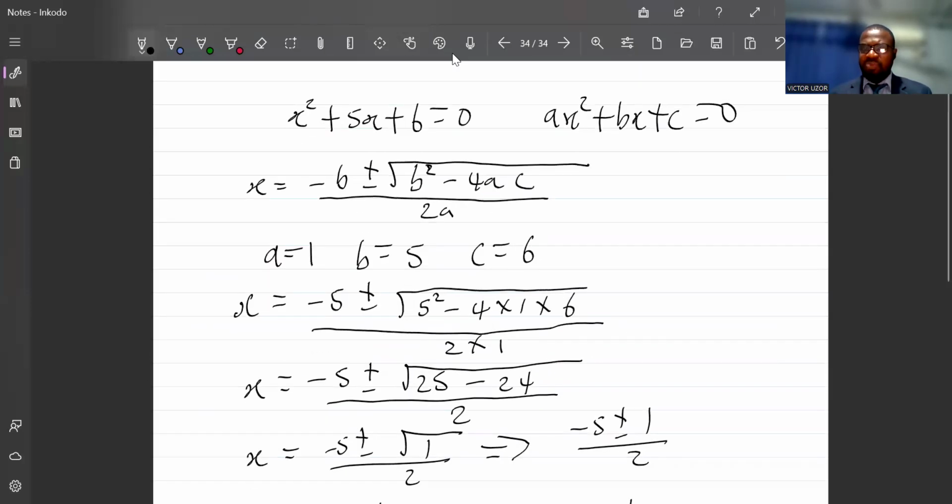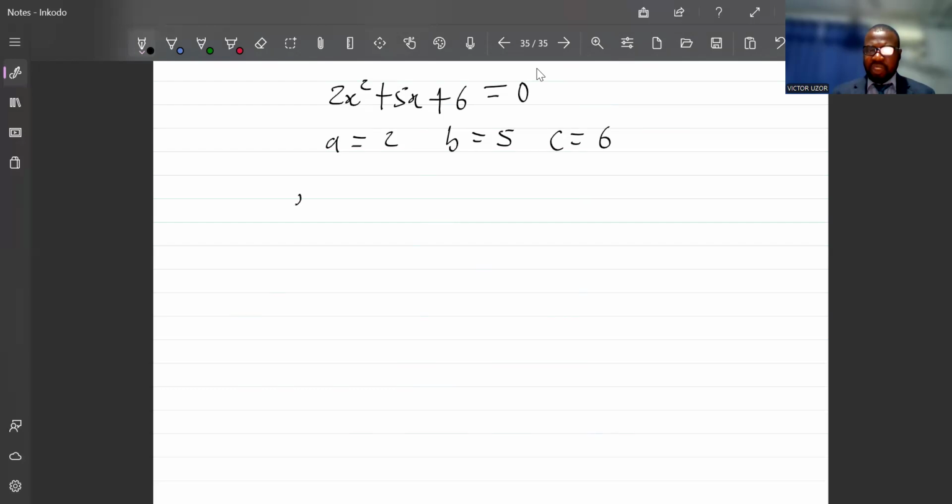Now, the same method can be applied in the second question that we are working on. Let me see if I can solve the other one. I believe this should be enough for you to go ahead and solve as many questions as you can. The other question is 2x squared plus 5x plus 6 equals 0. So in this case, a will be 2, b will be 5, and c will be 6.